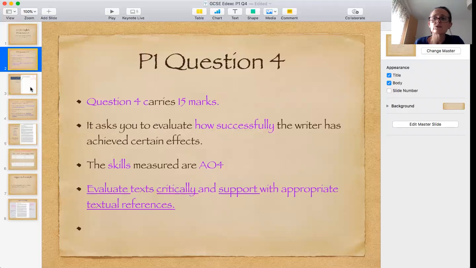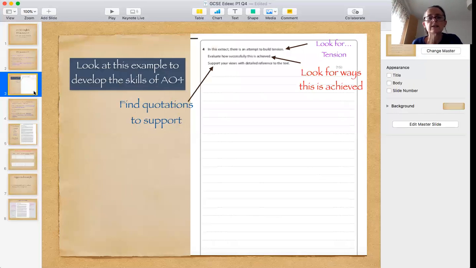And this is a question taken from a sample paper that's on Edexcel. And it says, in this extract, there is an attempt to build tension, evaluate how successfully this is achieved. Support your views with detailed reference to the text. Now this is, apart from the creative writing question on paper 1, which is 40 marks, the highest mark question on the paper, question 4, and it's 15 marks. So you're going to spend quite a lot of energy answering this question, so you need to get that energy right. So these two bits here, evaluate how successfully and support, will always be in the question.